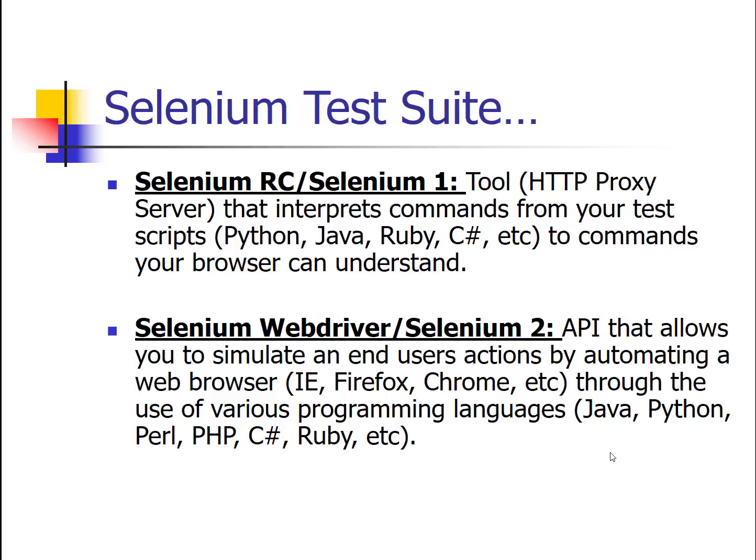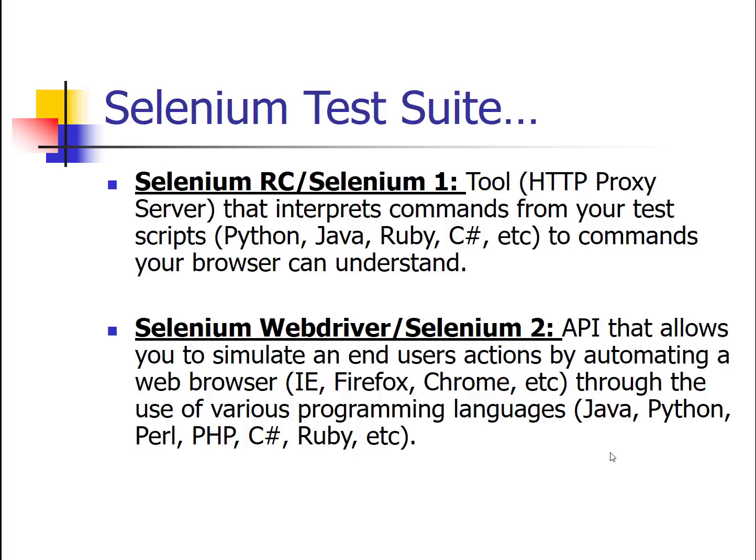Selenium RC, or Remote Control, was basically a tool that injected JavaScript into your web browser. So you would write your test scripts in a programming language, Python, Java, Ruby, C Sharp, whatever the case might be. And it would send those commands to an HTTP proxy server, which was the actual Selenium Remote Control server. That server interpreted those commands from your test scripts in a way that the browser can understand. In other words, it followed up by injecting those JavaScripts into your web browser.